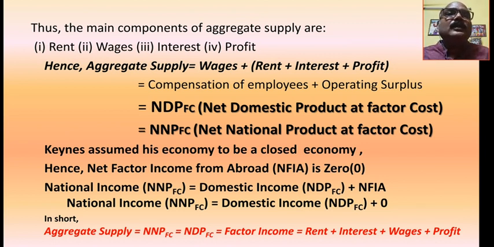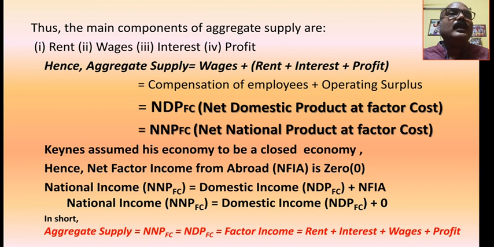Now this equation shows, already I have told that there are 4 main components of aggregate supply: rent, wages, interest, profit. So according to the income method, your rent, interest and profit come under the operating surplus, and wages and salaries come under compensation of employees, and another one is there, that is mixed income. So if you add these 3, we will get the NDPFC, and NDPFC is equal to NNPFC. Because why?